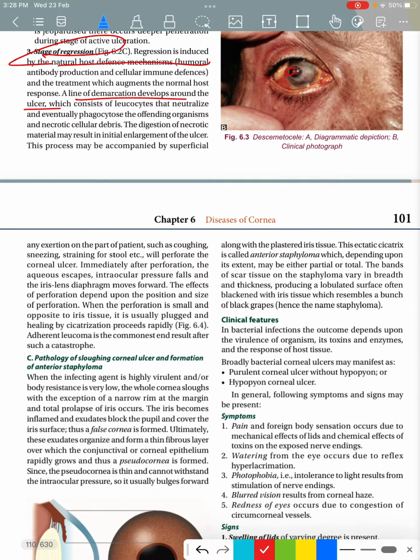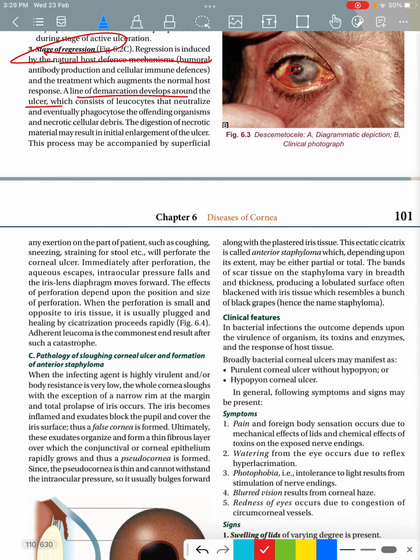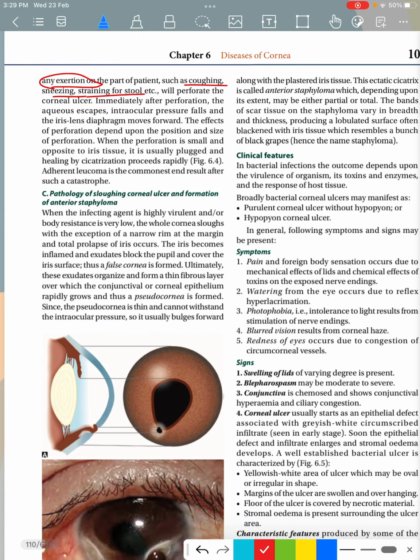It can occur as a part of exertion in some patients, like coughing, sneezing, straining. Okay, then the pathology of sloughing of corneal ulcer and formation of anterior staphyloma. When the infective agent is highly virulent or body resistance is very low, the whole cornea sloughs with the exception of a narrow rim at the margin and total collapse of iris occurs.